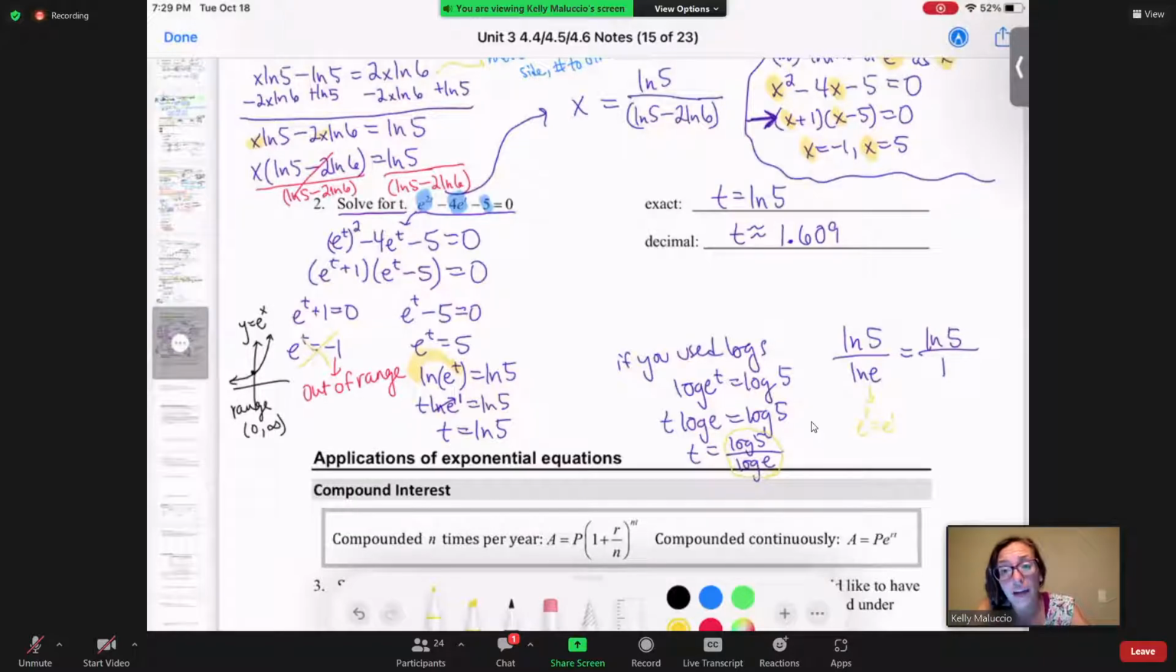That's why, in general, I prefer ln over log, because this is more often when it cancels and it's really nice.